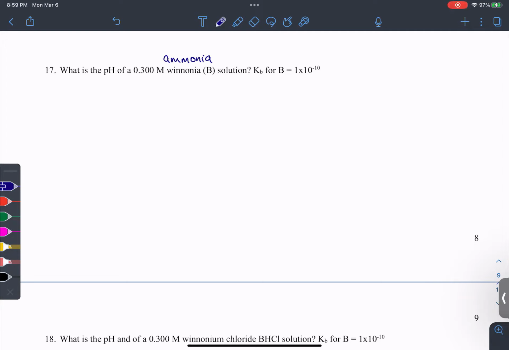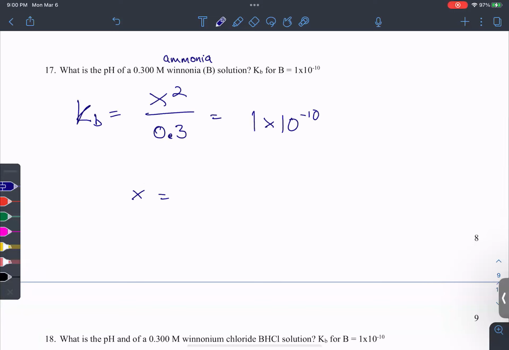All right. So if Winonia is a base, what expression do I write? Kb, yes. Do we know what the ice table is going to be already? X squared over 0.3 minus X, but minus X can be neglected. Do I know Kb? Yes, I do. So I don't have to do any Ka, Kw business. I just set that equal to 1 times 10 to the negative 10. When I solve for X, what is X concentration? So what is the answer?